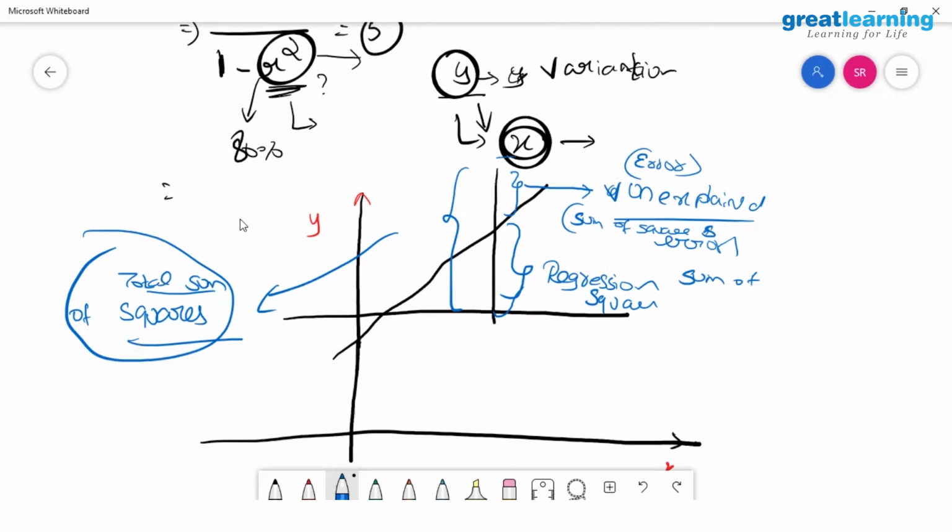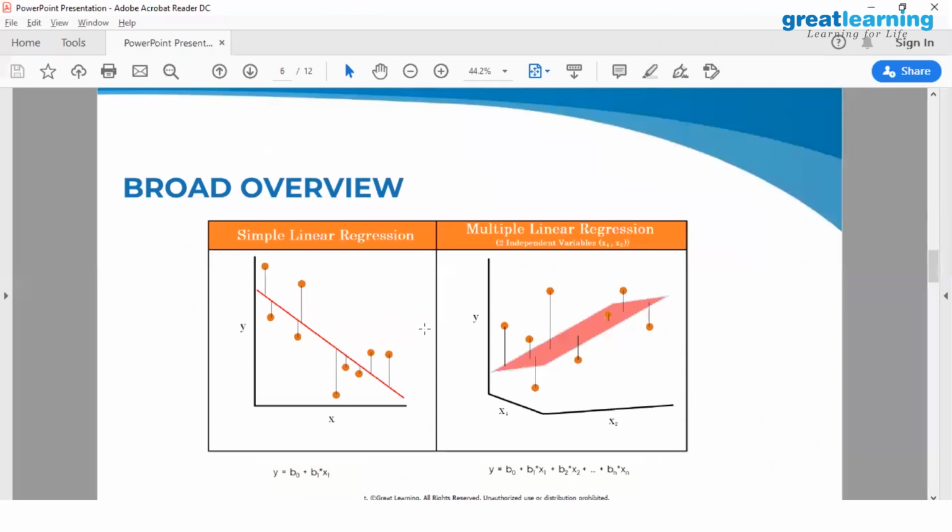The regression is nothing but the independent variables I have taken, and how much they are able to predict the variation in the variable Y. I'll show you very clearly in Excel, and by the end of this session you'll have a very clear understanding of the regression concept. In simple linear regression, y is equal to b0 plus b1 x1; you can write it as y cap is equal to b0 plus b1 x1.